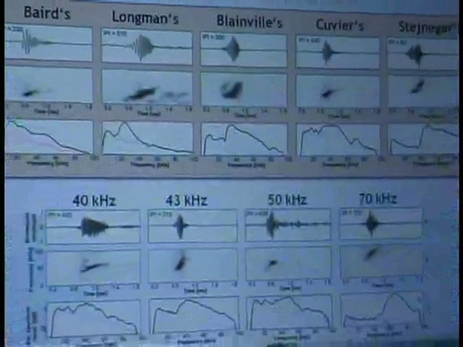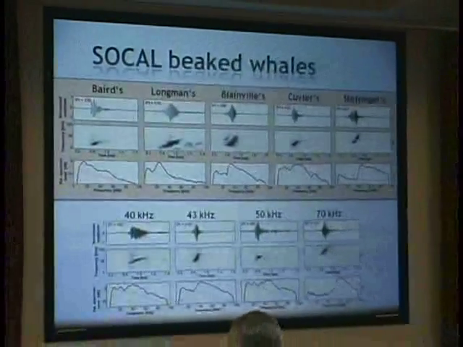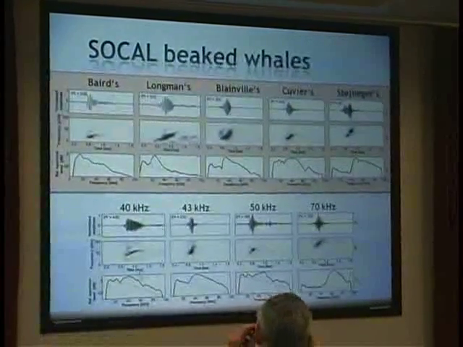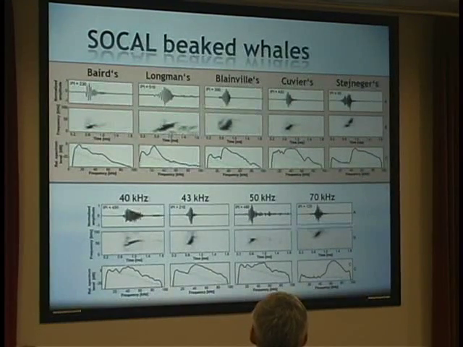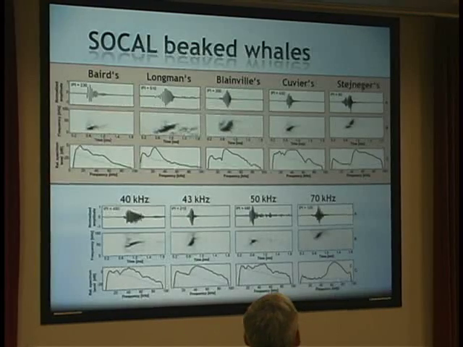Then there are signals that have criteria that do not match anything that we know of that we can put a tag on. And I put them into groups, so we have a 40, 43, 50, and 70 kilohertz peak frequency signal. And they appear in SoCal, maybe Gulf of California, and a little bit to Central California. And those could fit very well with some of the species that we don't know of, like pygmy beaked whale, Hubbs' beaked whale, ginkgo-toothed beaked whale, and so on.